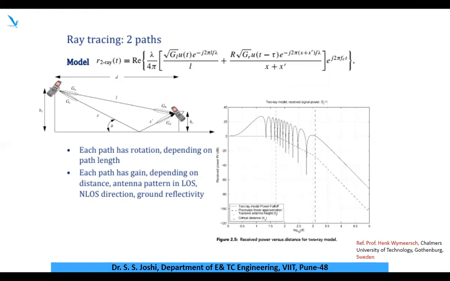Any question regarding this? No, sir. Okay. Can you explain the graph once again?